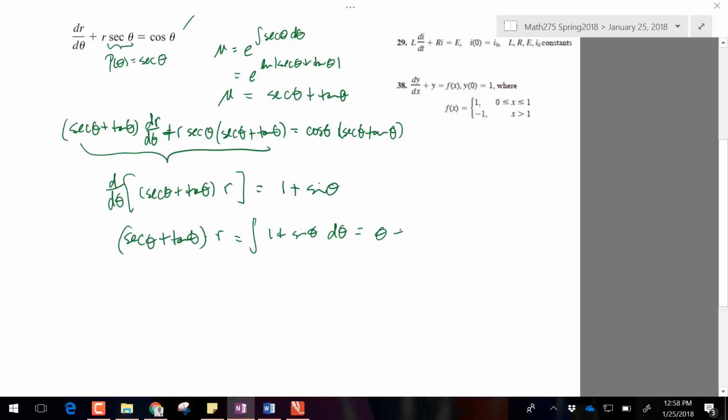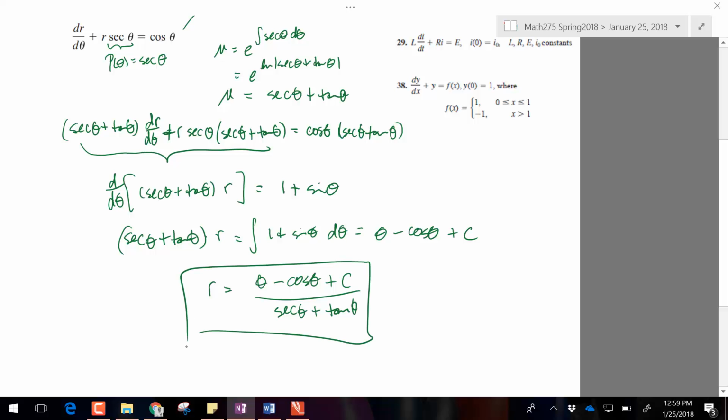Is this a plus or a minus? Minus cosine theta. And then here's where you want to throw in the plus c. So with respect to theta, the integral of 1 is theta, and then the integral of sine is negative cosine. So we're essentially done here. The function that we want is going to be theta minus cosine theta plus some constant divided by secant theta plus tan theta. So we've explicitly solved for this.